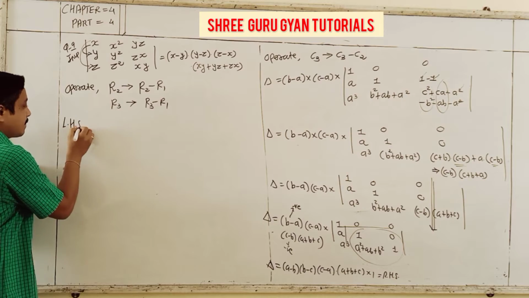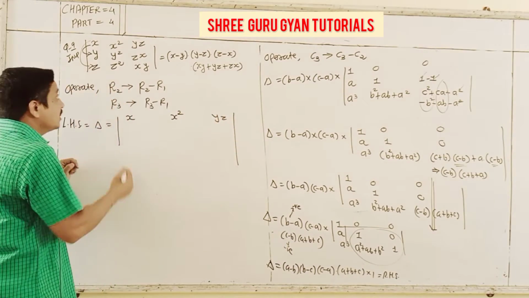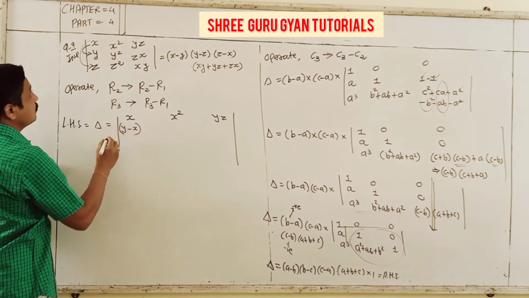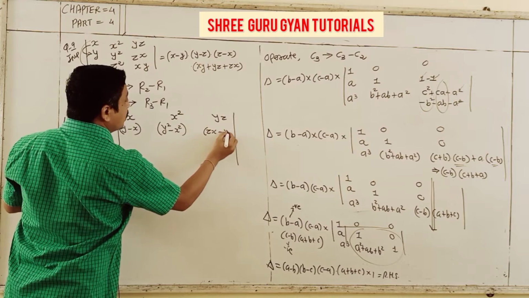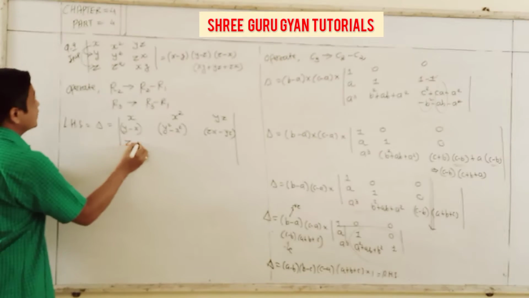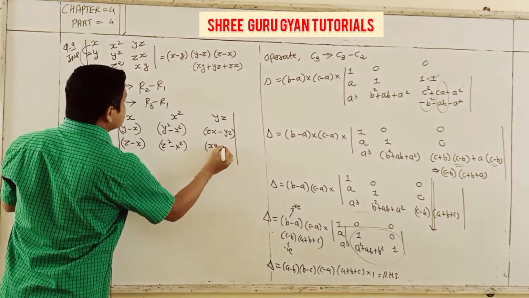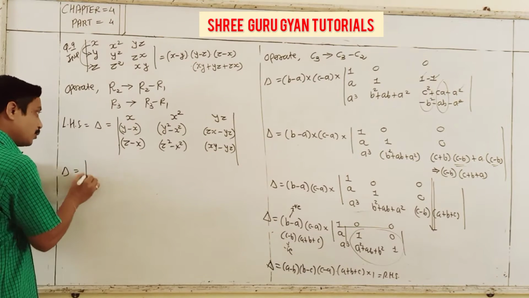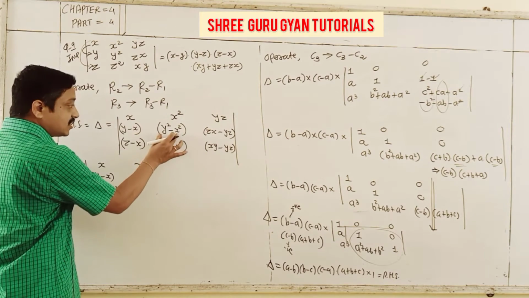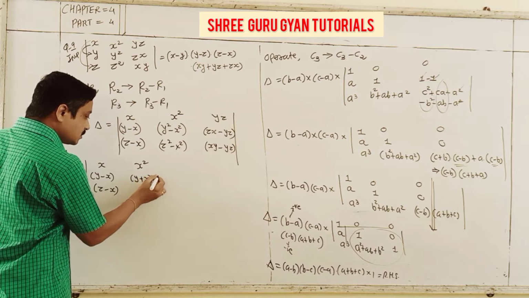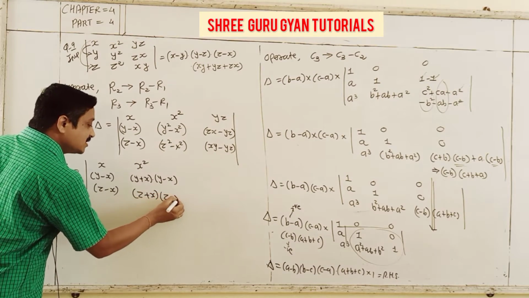Now the LHS. The first row stays the same: x, x square, yz. Here is a subtraction: y minus x, y square minus x square, and zx minus yz. Similarly, z minus x, z square minus x square, and xy minus yz. You know the properties: y minus x and z minus x are common. Here these are the two factors, y plus x and y minus x. Here also two factors, z plus x and z minus x.